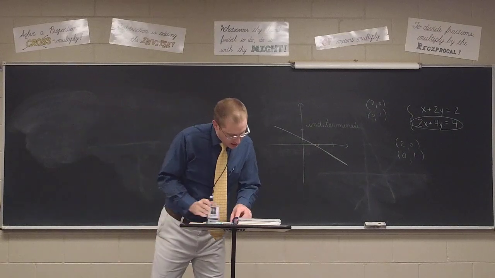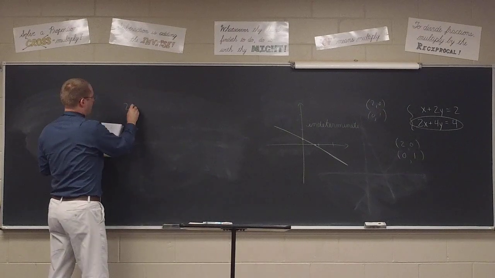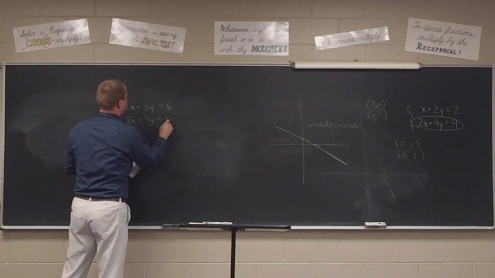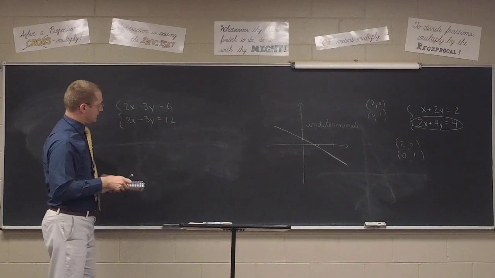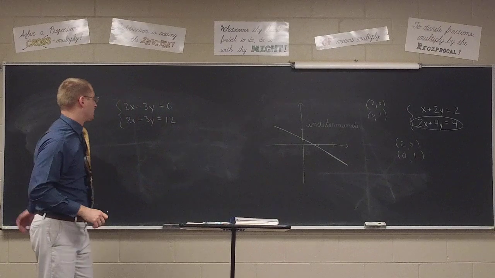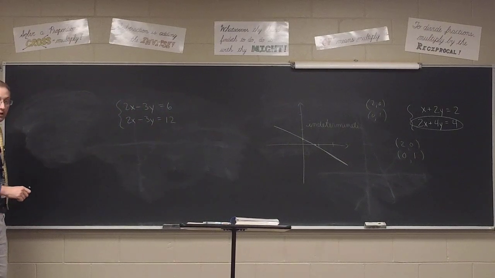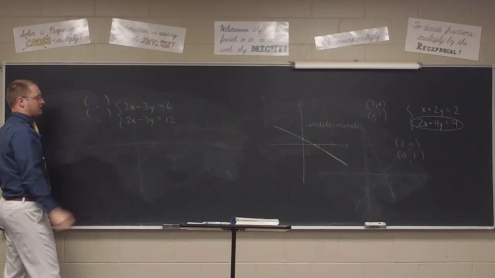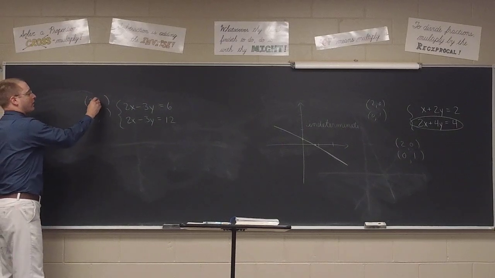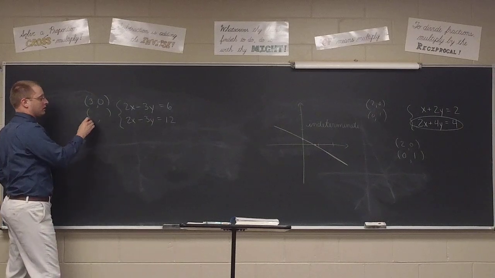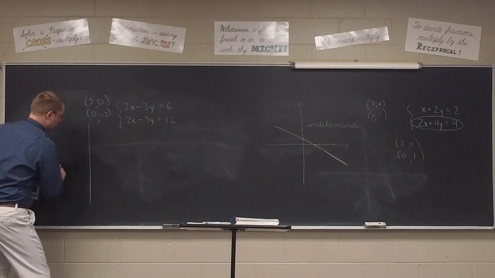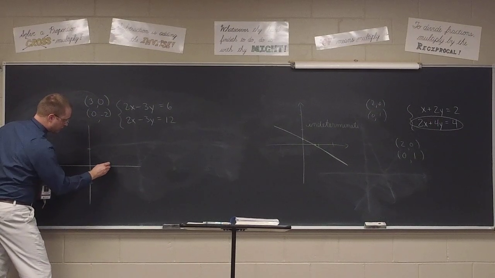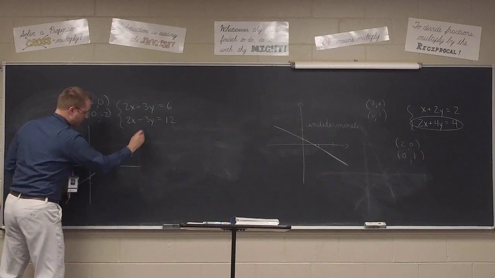Let's take a look at number 13 now, where we had 2x negative 3y is equal to 6 and 2x negative 3y is equal to 12. Let's see, Noah, first equation, intercepts or slope-intercept form? All right. X-intercept? 3, 0, and y-intercept? 0, negative 2. All right, so 3, 0, 0, negative 2. Gives you a line that looks something like that.